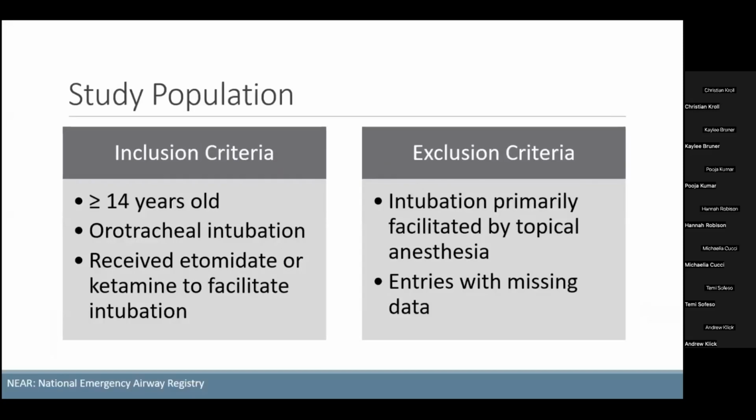They included anyone 14 years of age or older with orotracheal intubation receiving etomidate or ketamine to facilitate intubation. They excluded anyone where the intubation was primarily facilitated by topical anesthesia, and then entries with missing data. So not just any missing data, specifically data that interacted with their endpoints. So this was if they were missing patient weight, because that's going to define our dosing, etomidate or ketamine dose, or pre-intubation hemodynamic status. And this is going to come into play when we talk a little bit more about the sensitivity analyses that they did.